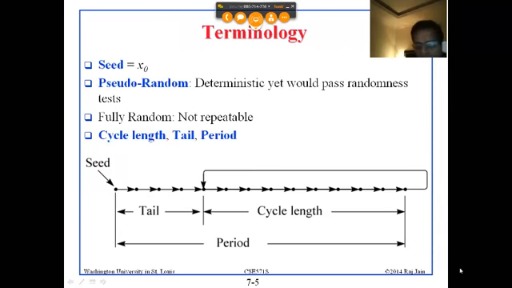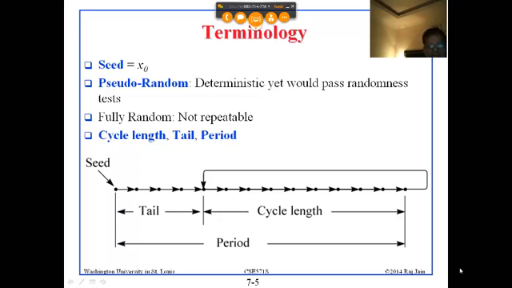Next, slide 7.5. We talk about what these different things are. First, X0 is the seed, and all the random numbers are called pseudo-random because we can predict them, and they are not fully random. Then there is a cycle length. As you can see, the sequence will go through some numbers and then come back to the same number. Once it comes back to the same number, it will repeat the previous cycle.